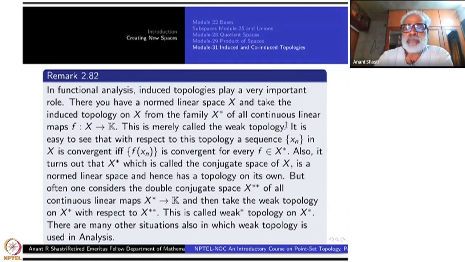So you take all continuous linear maps, that's a smaller family, linear maps into K. They are called linear functionals. So with this family, now you put a topology on X. That topology is called the weak topology. It's easy to see that with respect to this topology, a sequence xn in X is convergent if and only if f of xn is convergent for every continuous linear map. So this was the motivating idea of putting this topology. It is convenient to have this so that we can recognize this space by sequences.